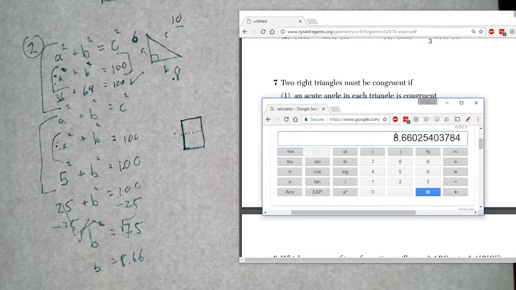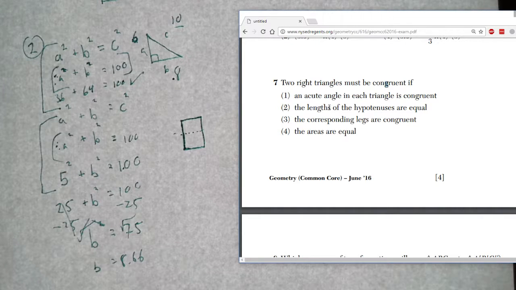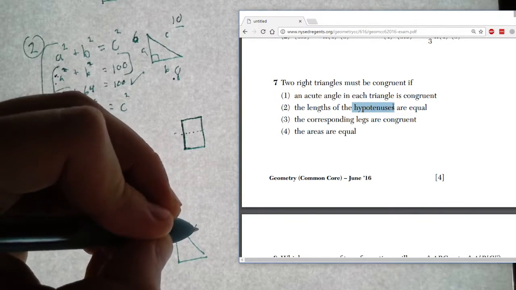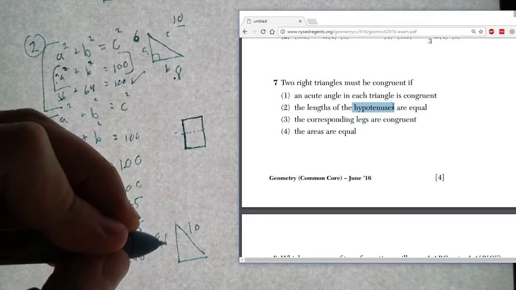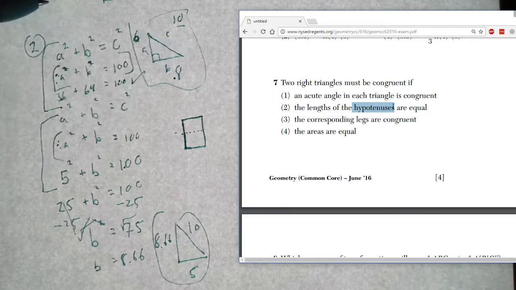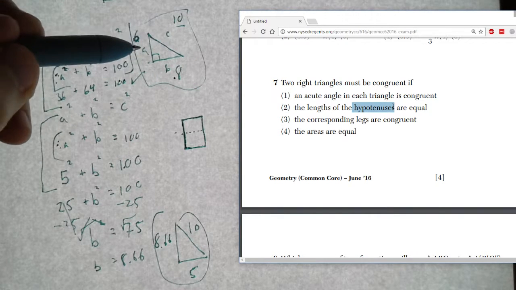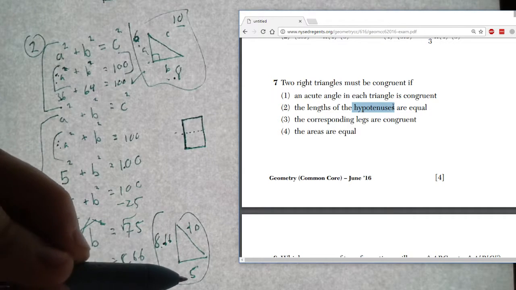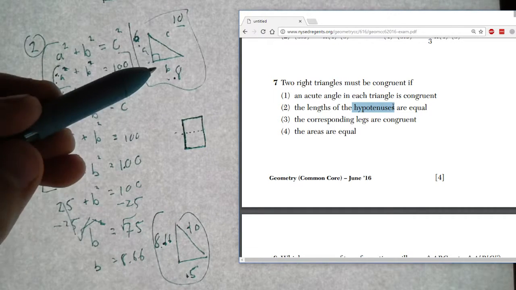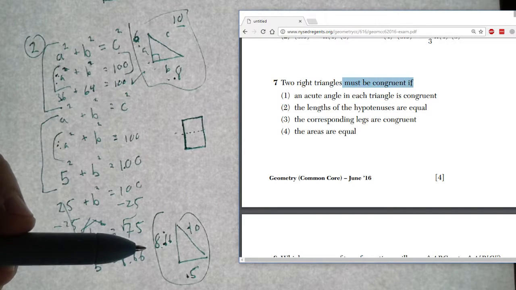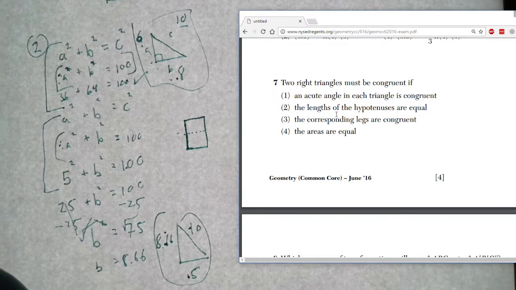Well, I just showed a case of the hypotenuse being equal, but my legs being different. Here in this triangle, I've got another hypotenuse of 10, but now one leg of 8.66 and another leg of 5. So here I have one triangle with a hypotenuse of 10, legs of 6 and 8, another with a hypotenuse of 10, legs 8.66 and 5. So these two triangles are not necessarily congruent, so it must not always be congruent. That means 2 is not an answer.